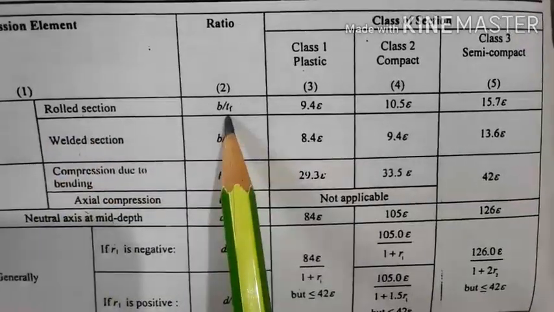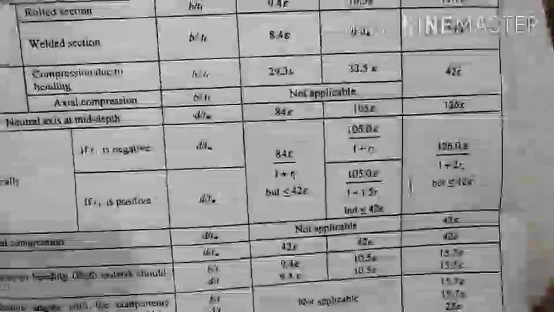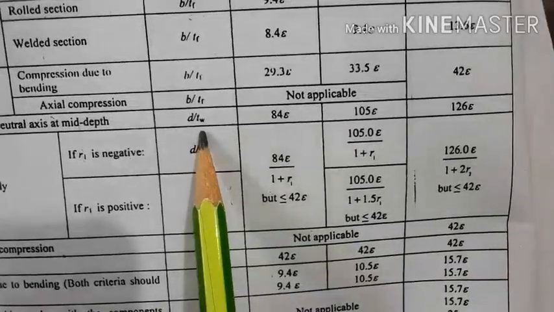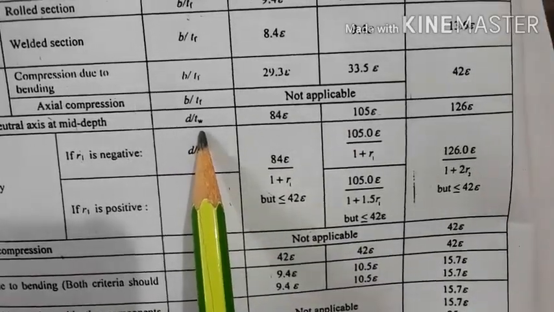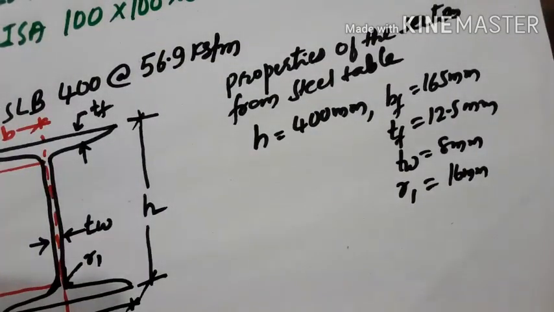You have to calculate the width to thickness of the flange, and again depth to thickness of the web. So you have to calculate the ratios. So let us calculate the ratios.